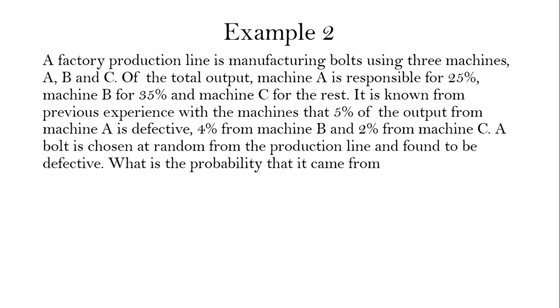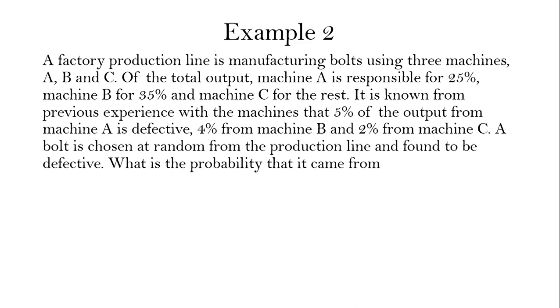Of course, if it's using machines A, B, and C, we know that it's manufactured by either machine A, or machine B, or machine C. And as such, the probabilities of machines A, B, and C have to be exhaustive. They have to total to 1 or to 100%. We continue. Of the total output, machine A is responsible for 25%, machine B for 35%, and machine C for the rest. So the rest is the difference between the total of 100 minus the total of 25 and 35.